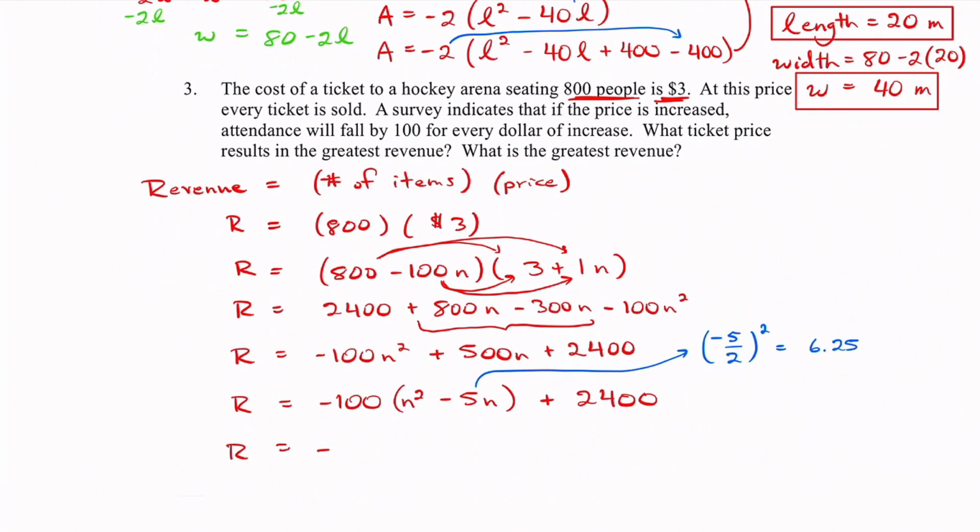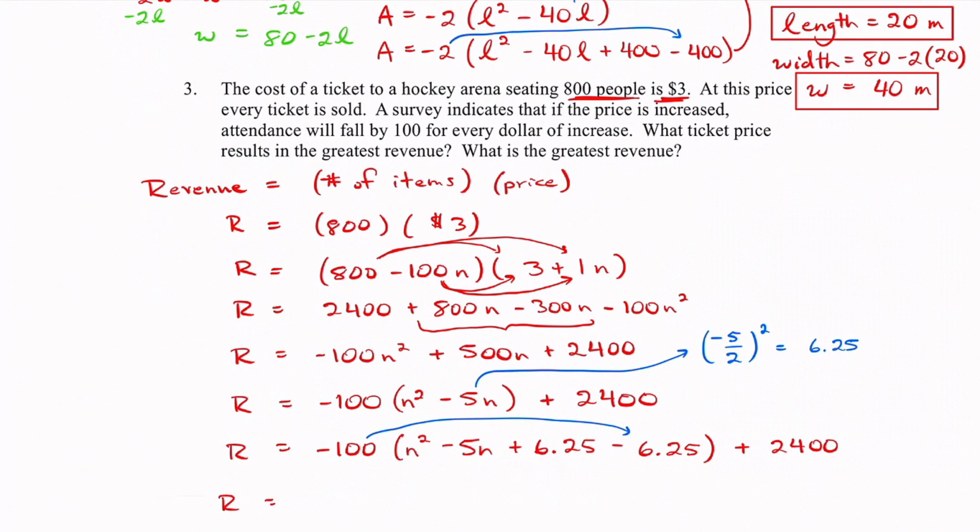So now r equals negative 100 n squared minus 5n plus 6.25 and minus 6.25 plus 2400. Then we have to distribute the negative 100 to the negative 6.25. So everything else stays the same inside there. And then when I do this distribution, that's going to give me positive 625 plus that 2400.